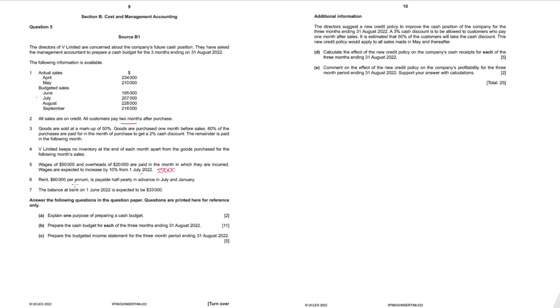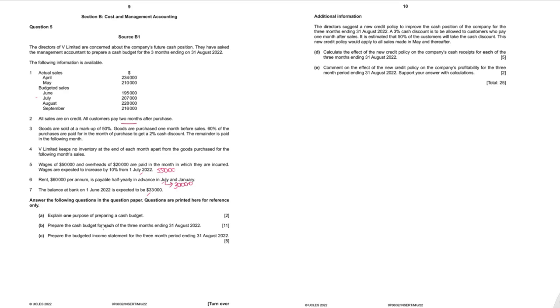Rent is 60,000 per annum, payable half yearly in advance in July and January. Since it is half yearly and the annual rent is 60,000, in July they'll pay 30,000 rent. The balance at the opening is 33,000 on 1st June.